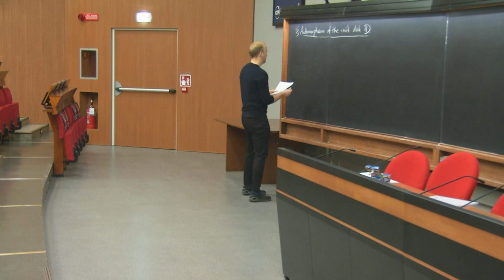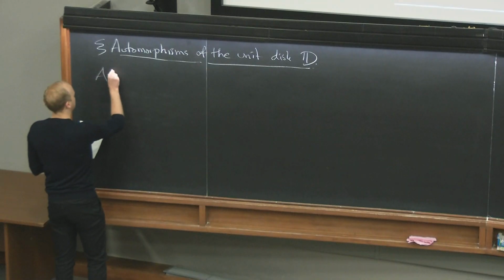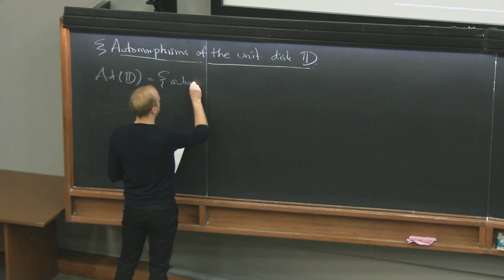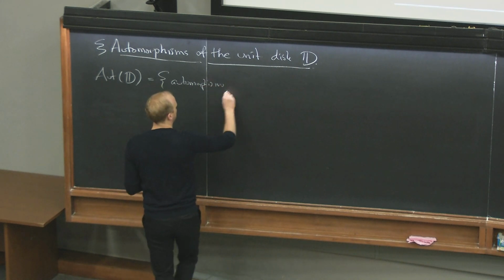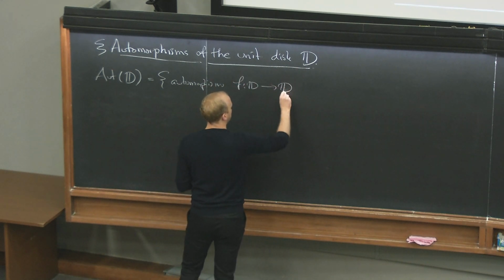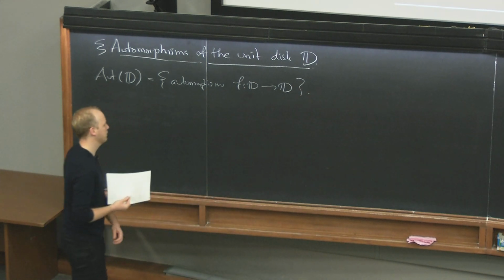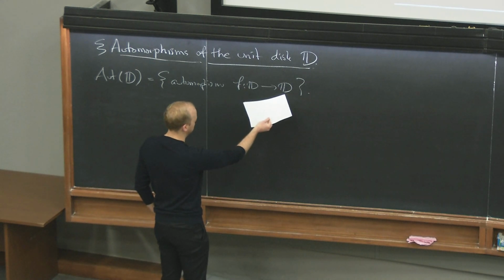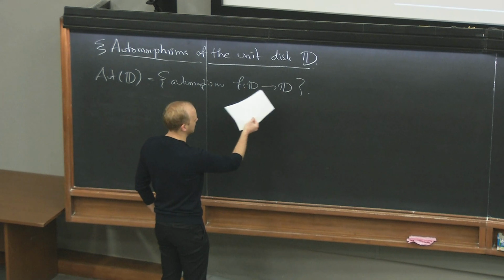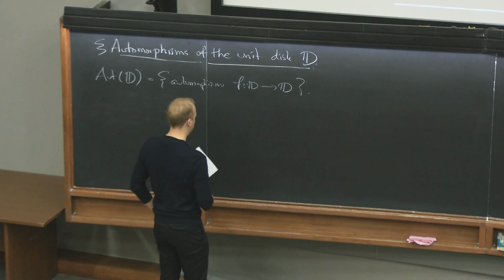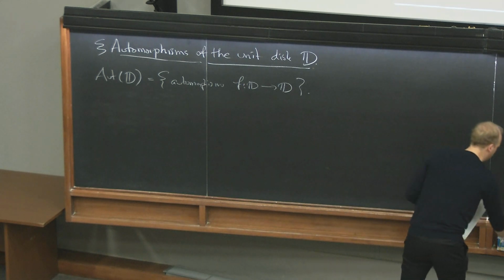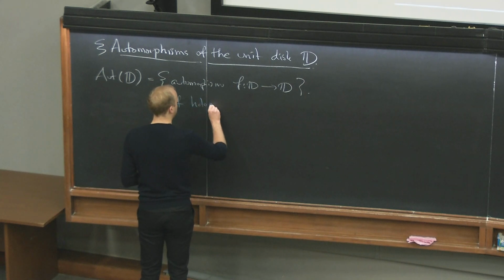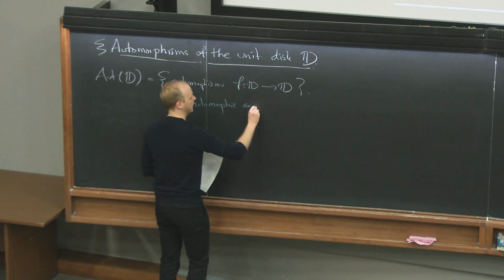So let me first recall. We are interested in the group here. D is the open unit disk, and we're interested in the group of the automorphisms from D to D. We recall that an automorphism meant that you were bi-holomorphic, which meant that the map F is holomorphic, it has an inverse, and the inverse is holomorphic. But this was actually the same as saying that F is holomorphic and bijective.